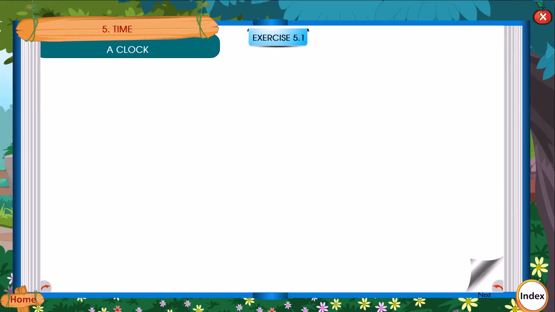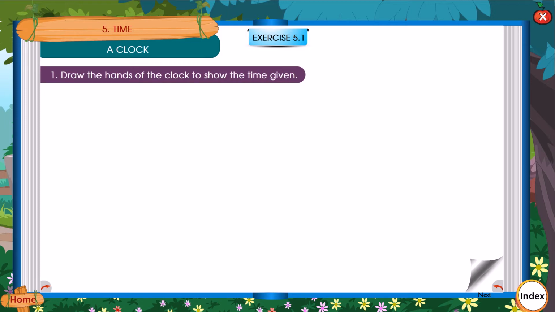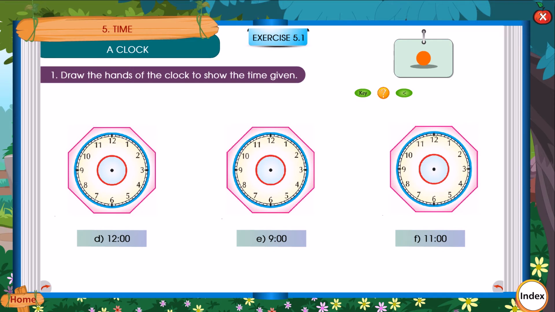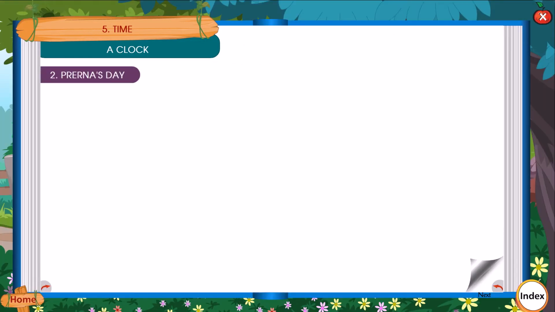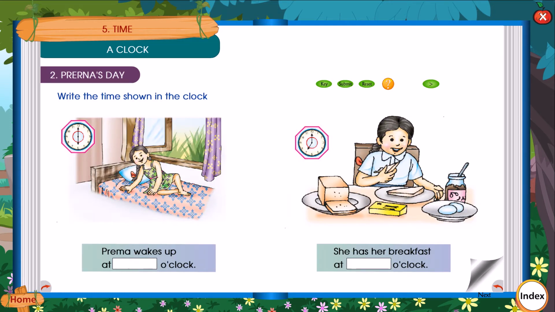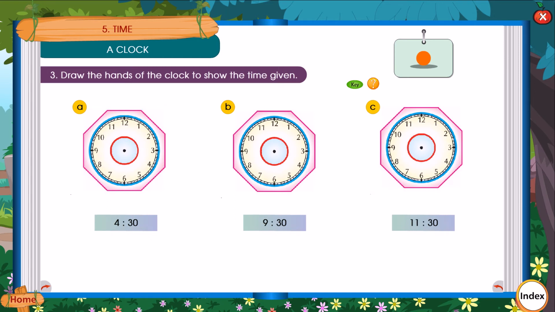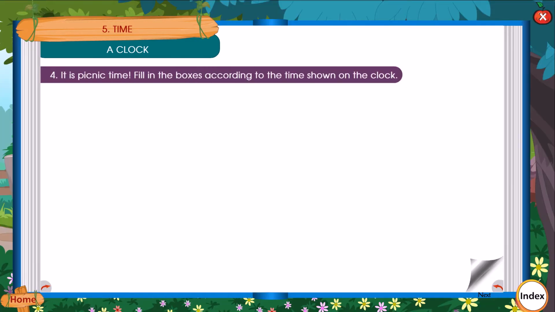Exercise. 1. Draw the hands of the clock to show the time given. Rainer's Day. Write the time shown in the clock. 3. Draw the hands of the clock to show the time given. It is picnic time. Fill in the boxes according to the time shown on the clock.